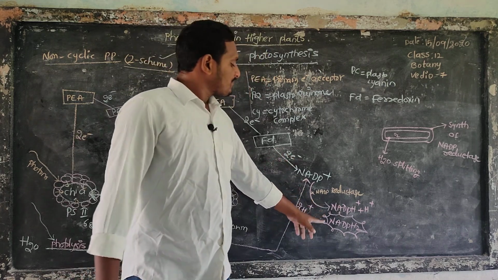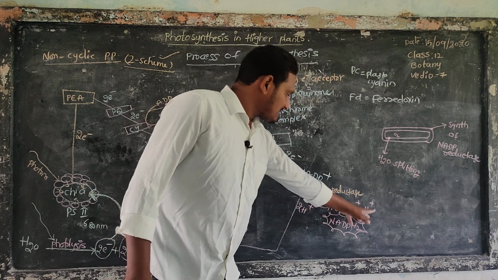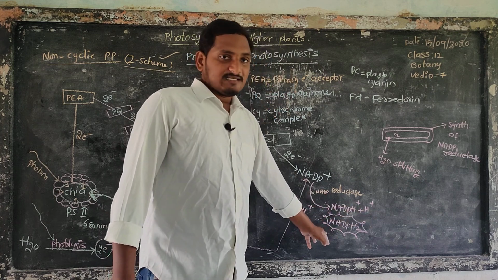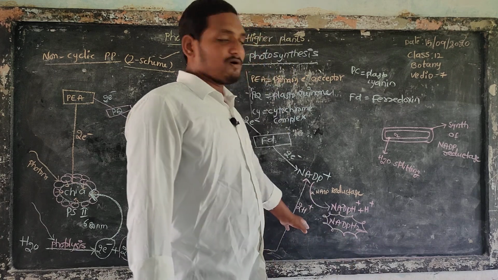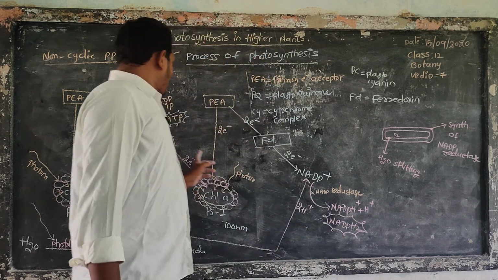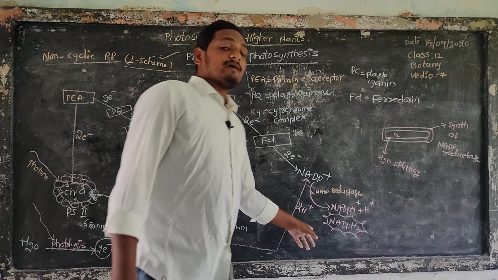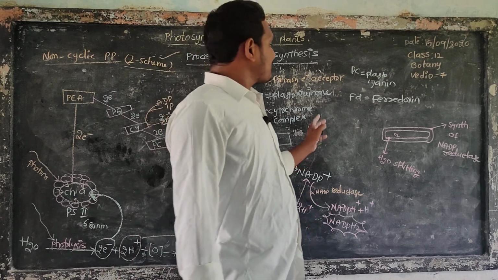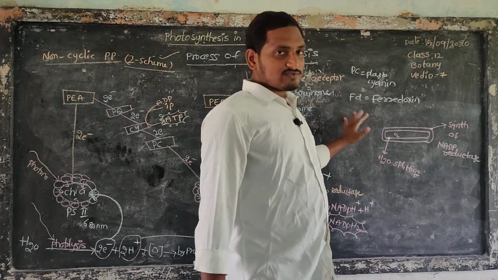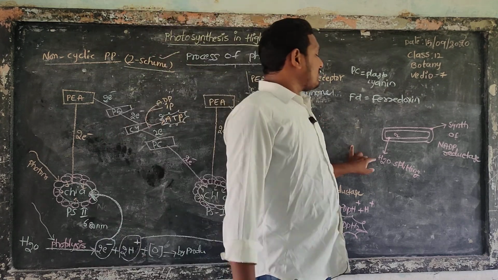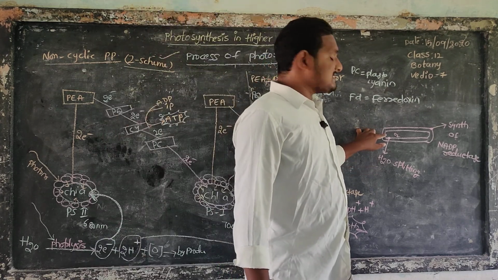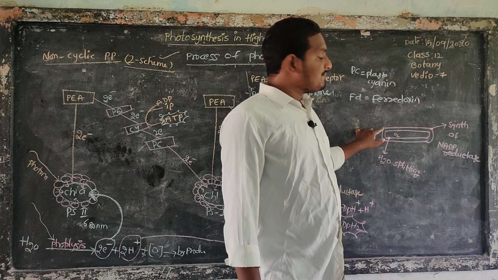Then we generally call it NADPH2, that is a reducing power, and we are getting one ATP and one NADPH2 reducing power. In the actual process of non-cyclic photophosphorylation, H2O molecule splitting takes place inside the membrane, the inner membrane of the thylakoid.